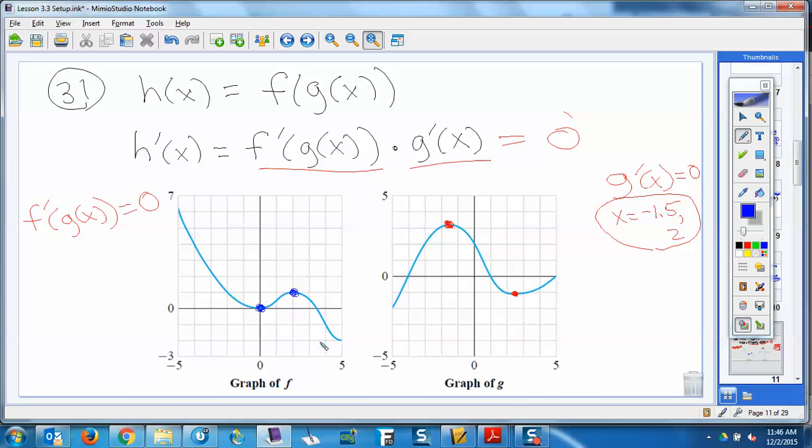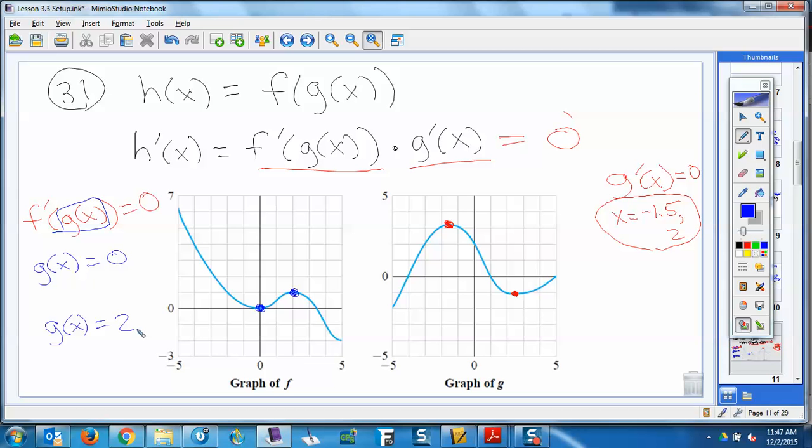And there. So the f graph has a slope of 0 when this input is 0 or 2. Does that make sense? Instead of saying when x is 0 or when x is 2, we're saying, okay, when is f prime 0? When the inputs are 0 and 2. Well, the inputs we're looking at is g of x. So it's when the inputs are 0 or 2. So it's when g of x is 0 and when g of x is 2. So we got to keep going.